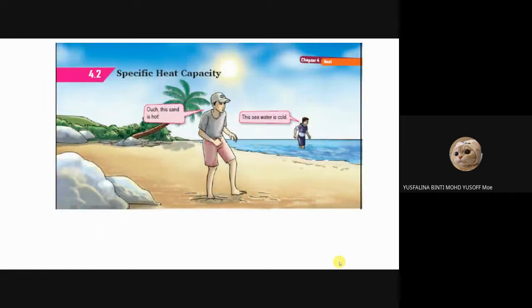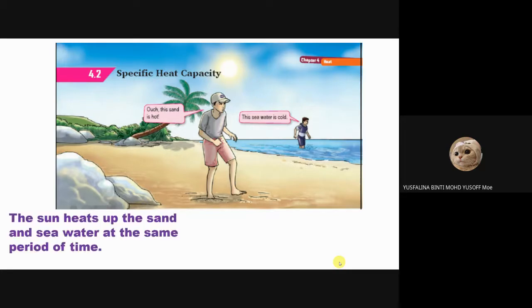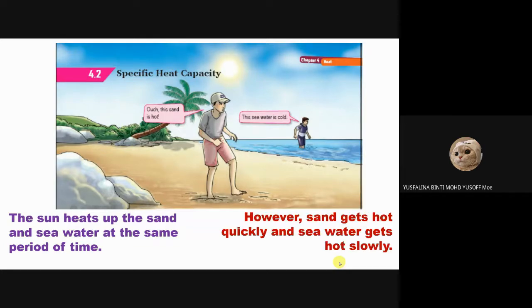Let's say you go to the beach. When your feet touch the sand, it feels hot, but when you go into the sea water, it is cold. So why is that? The sun heats up the sand and also the sea water over the same period of time, but the sand is much hotter than the sea water. Sand gets hot quickly and the sea water gets hot slowly.